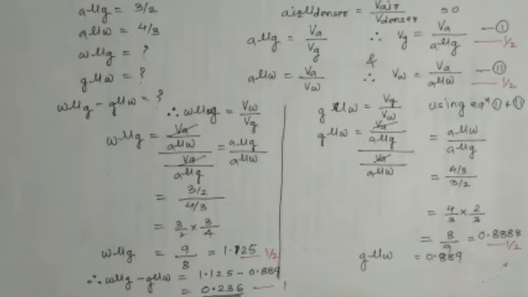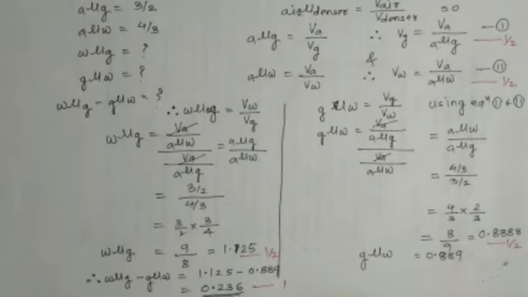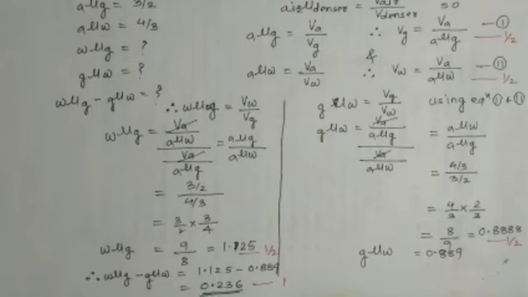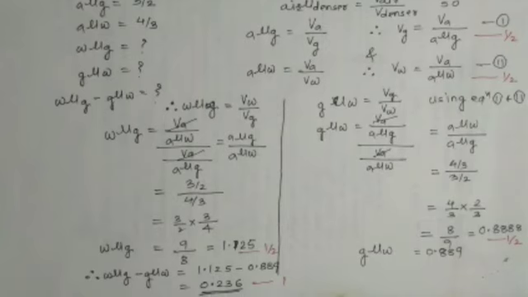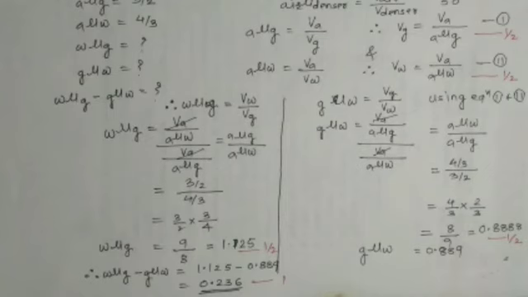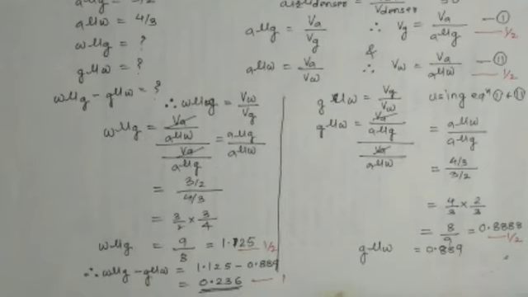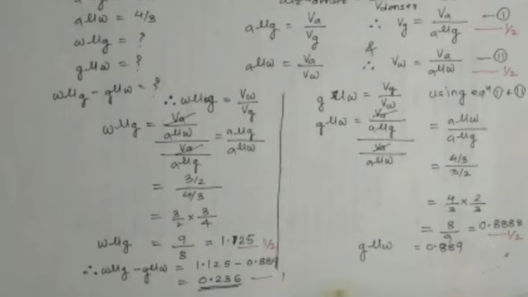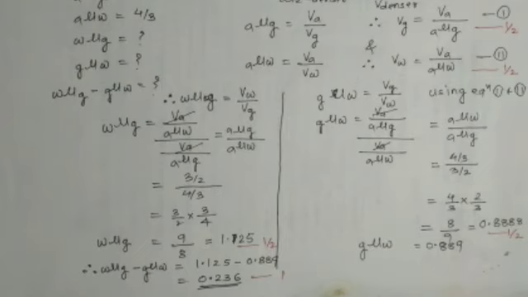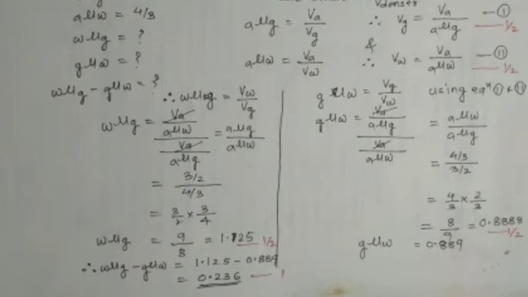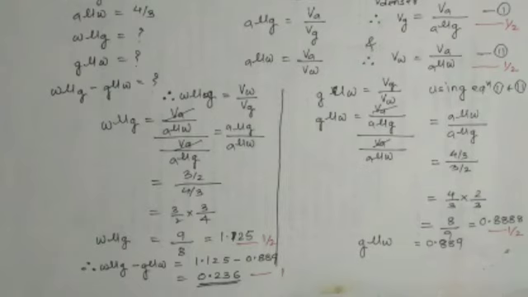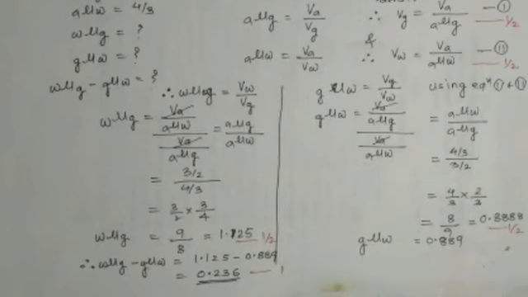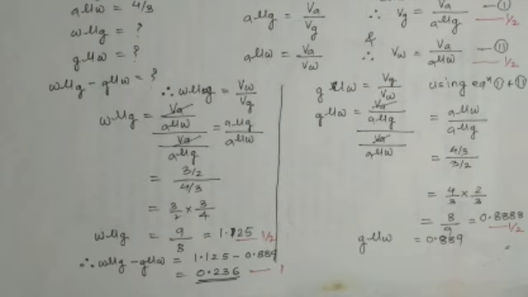Whereas mu for water with respect to glass equals Vg upon Vw. If we substitute, the answer will be refractive index for water with respect to glass is 8 upon 9, that is 0.8888. Their difference, mu for glass with respect to water minus mu for water with respect to glass, if we substitute the values, their answer will be 0.236.